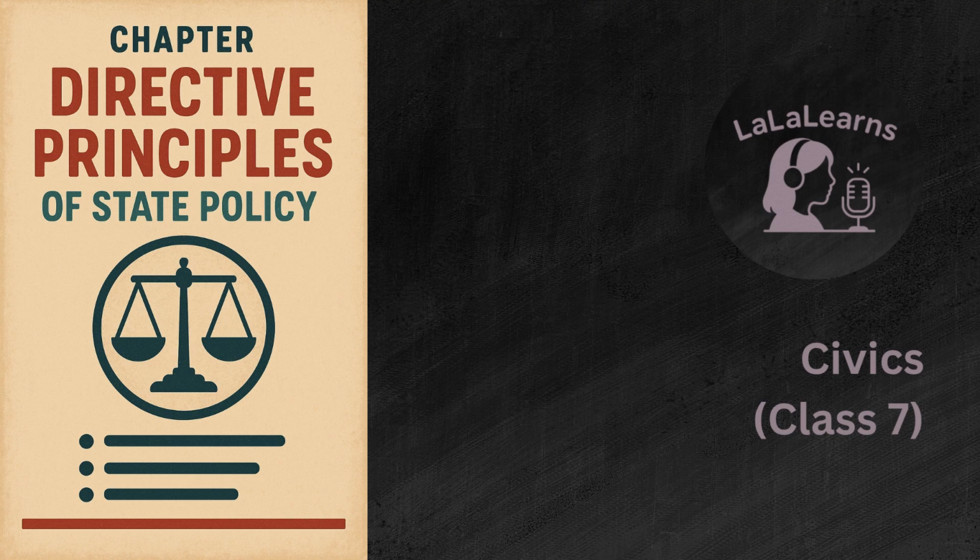Very important principle. Plus, free legal aid to the poor. Access to justice shouldn't depend on money. It even promotes cottage industries, like home spinning, to tackle village poverty. Supporting local economies. And finally, looking outwards, the state should promote peace and security in the world and settle international disputes peacefully. Wow, that covers almost everything, from local villages to international peace. It sounds incredibly ambitious, really forward-thinking.